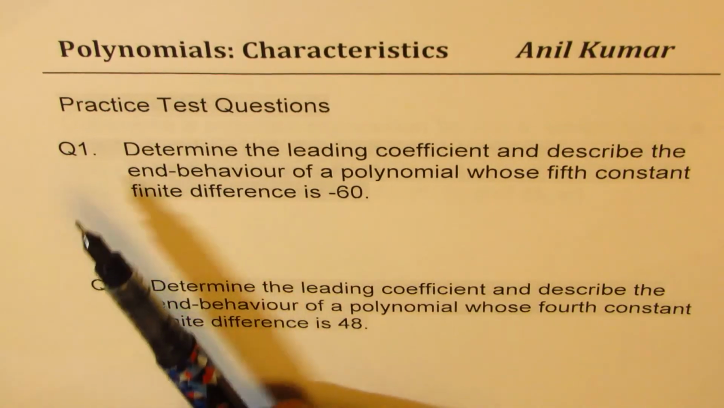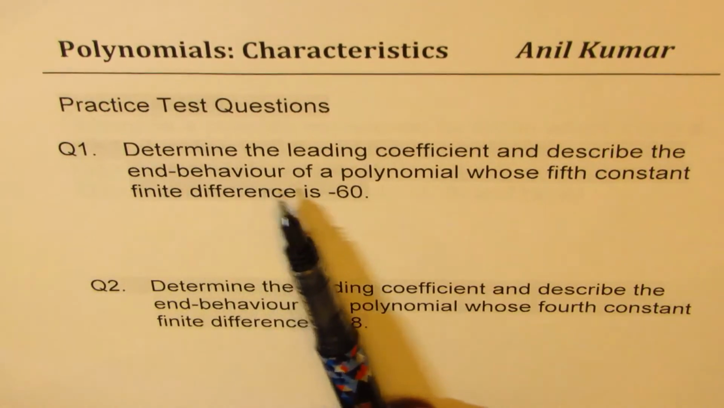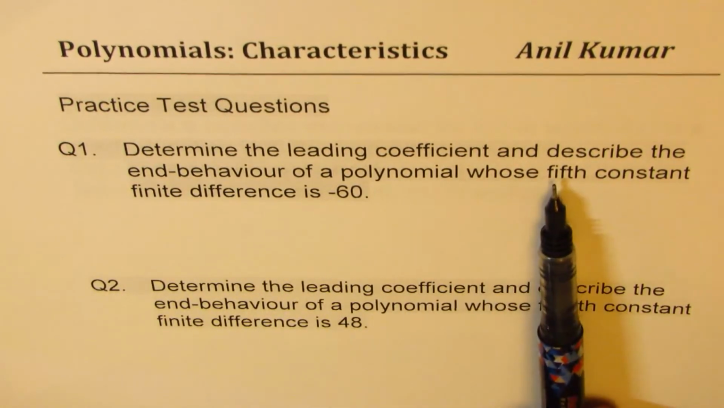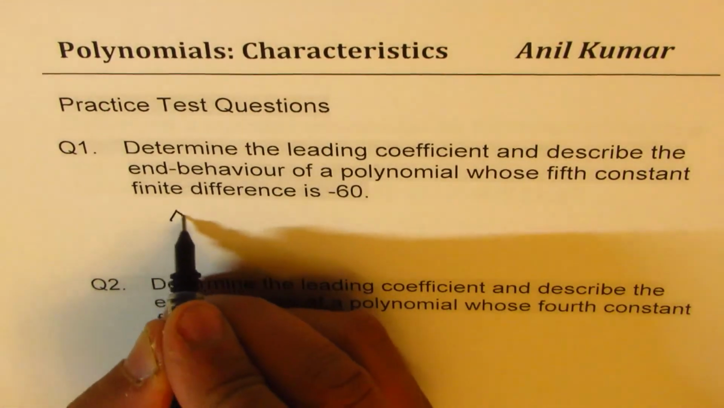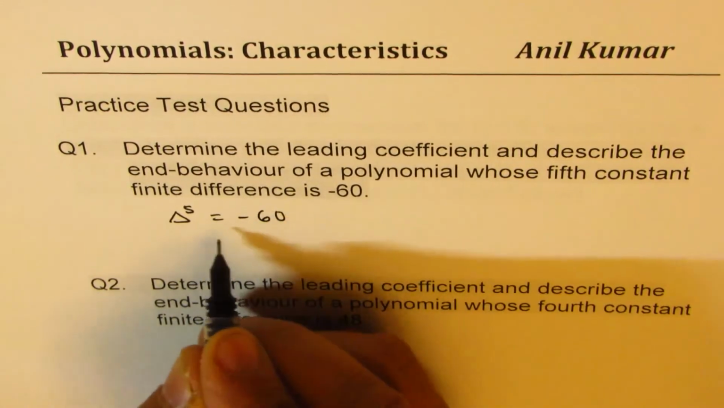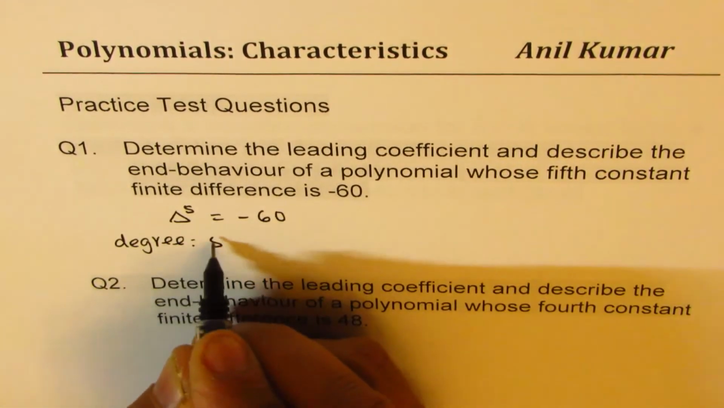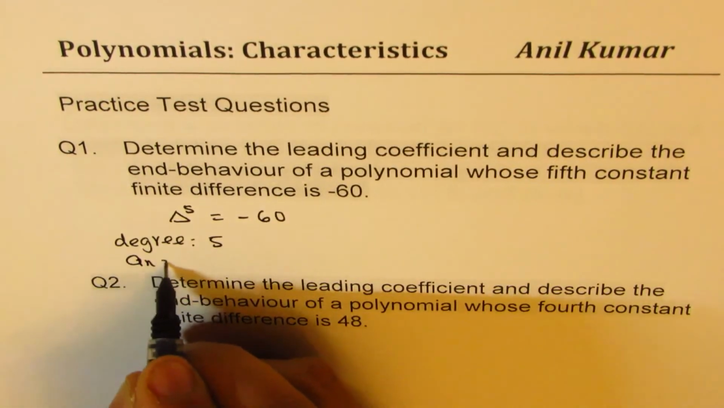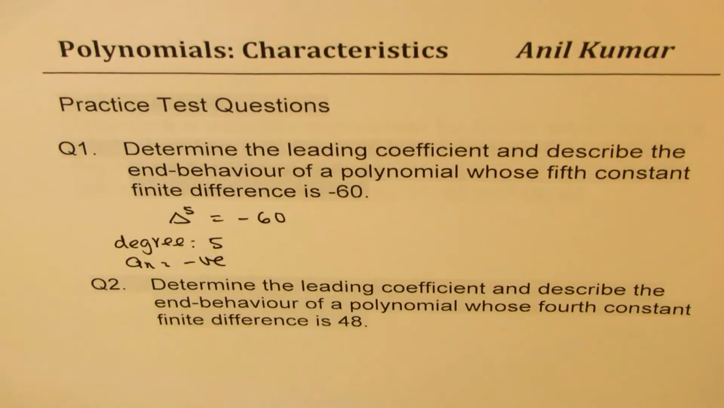Question number 1. Determine the leading coefficient and describe the end behavior of the polynomial whose fifth constant finite difference is minus 60. So here we are given the fifth constant finite difference as minus 60. That means degree is 5, and the leading coefficient an, we know, is negative. Perfect. What is the value?